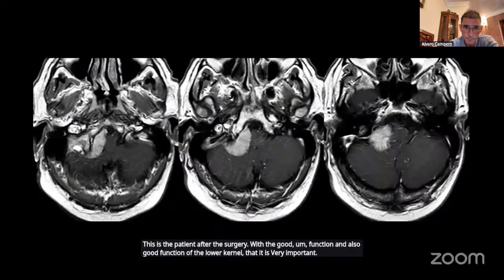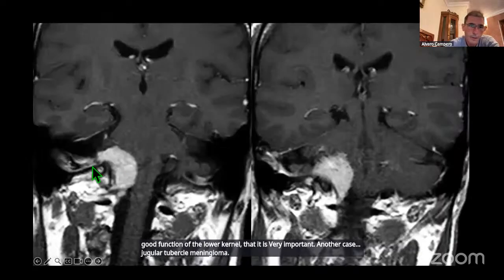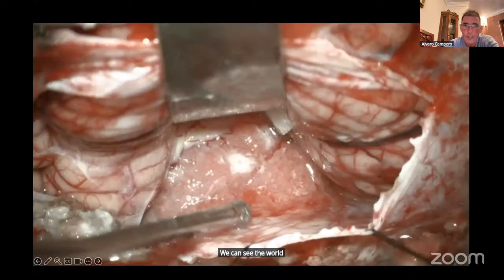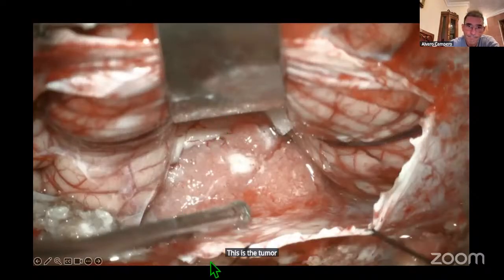Another case, jugular tubercle meningioma. We can see jugular tubercle meningioma. So in this case, we perform a midline approach, midline suboccipital approach. This is the tumor mobilizing up the tonsil and the cerebellum.